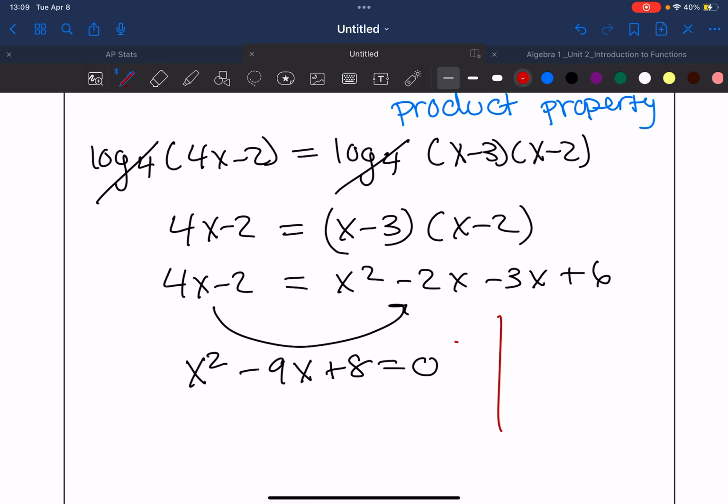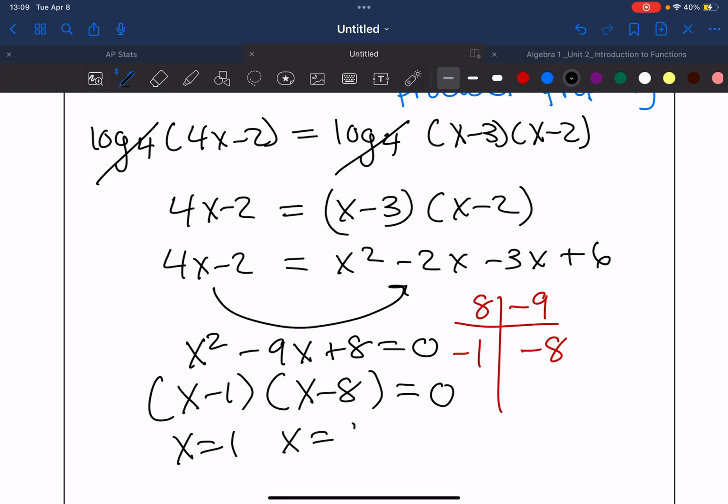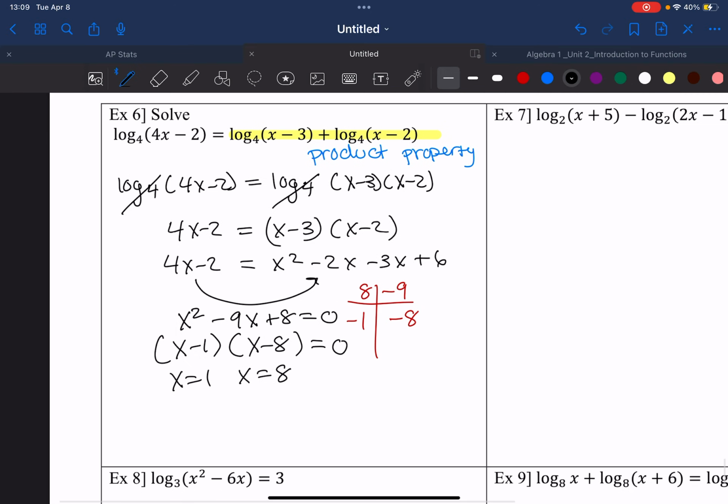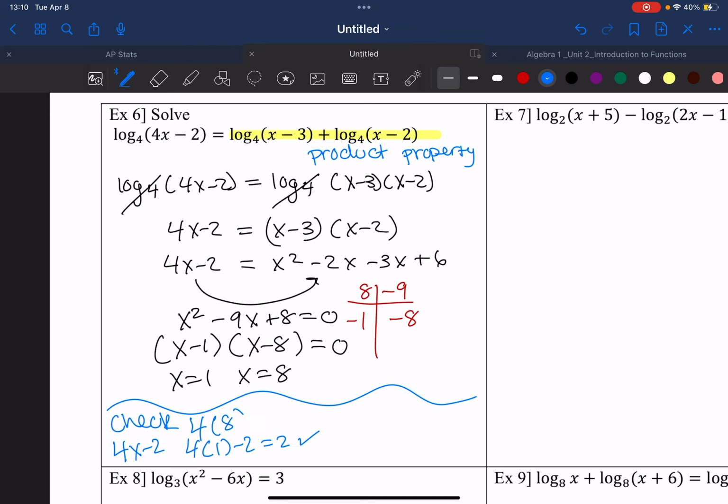So I need two numbers that multiply to 8 but add to negative 9, and that is going to be negative 1 and negative 8. So I have x minus 1, x minus 8 is equal to 0. So x is equal to 1 and x is equal to 8. Okay. Then I need to check. So I have 4x minus 2. So let's check 1. So 4 times 1 minus 2 is equal to 2. That's good. Let's check 8. 4 times 8 minus 2 is equal to 30. That's good.